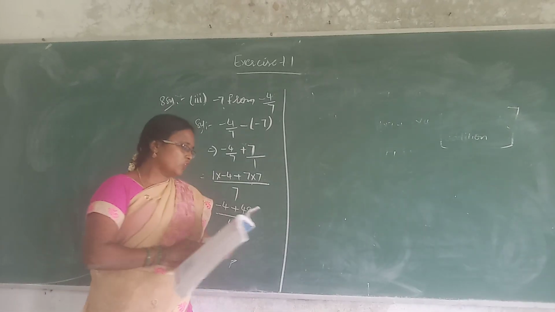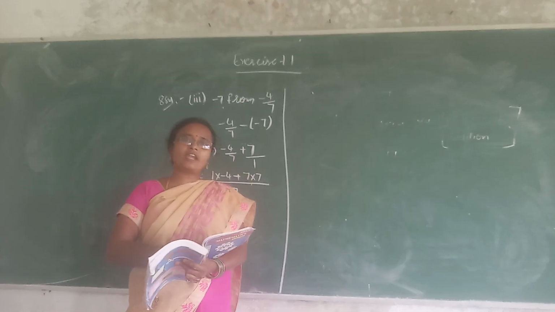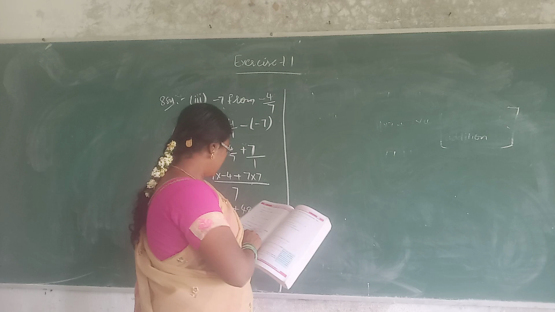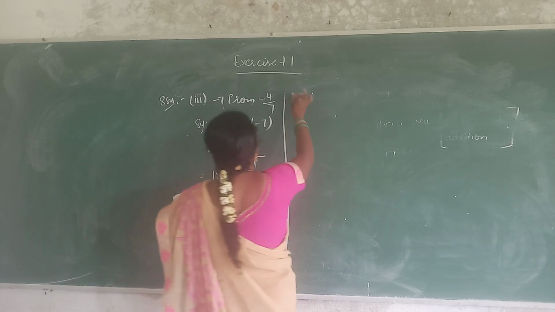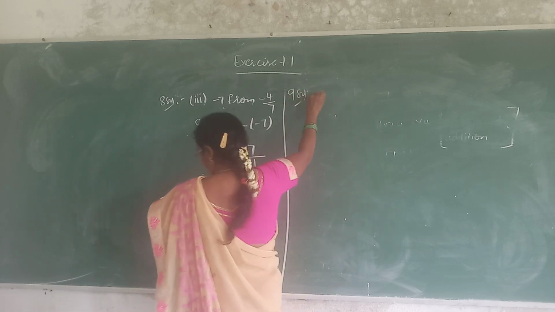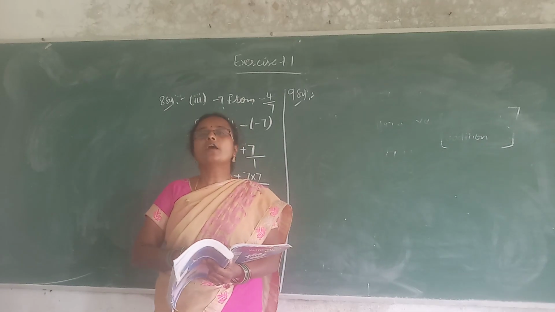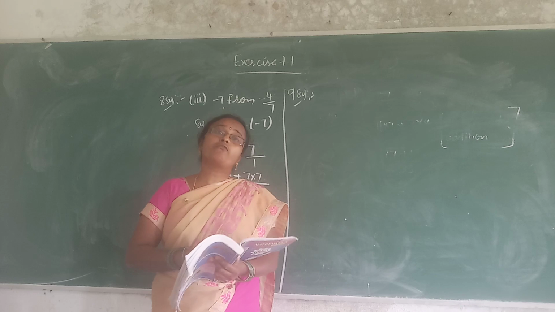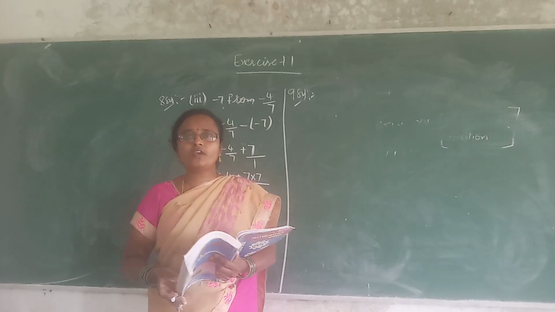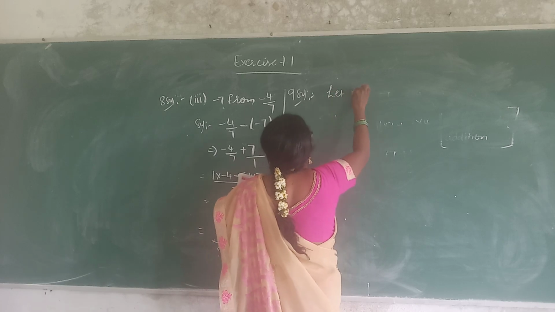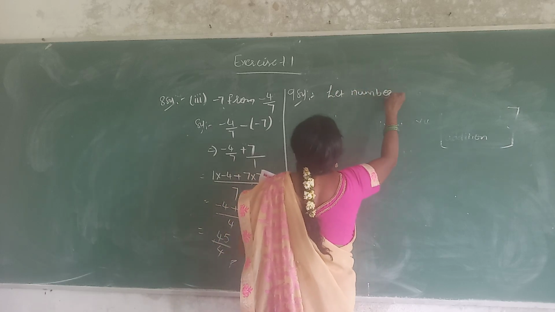Now, children, you have to solve the remaining problems whatever I left for you. The ninth problem: what number should be added to minus 5 by 8 so as to get minus 3 by 2? He is asking what number. The number is unknown here, so let us consider it as x. Let the number be equal to x.